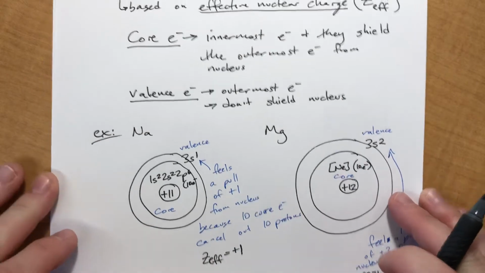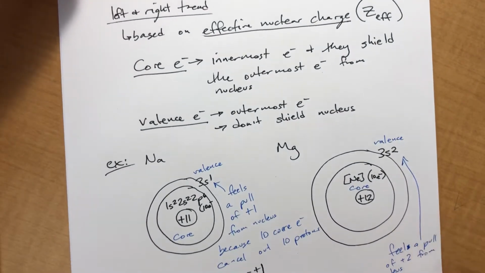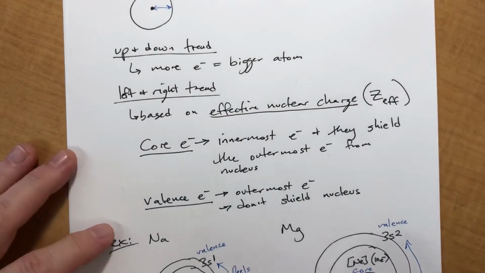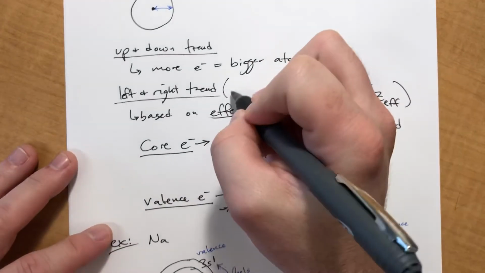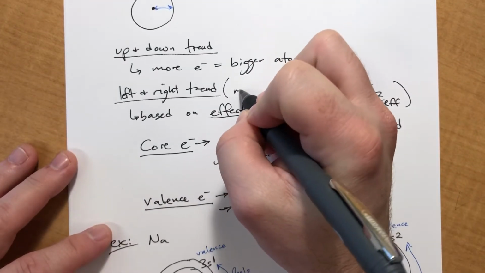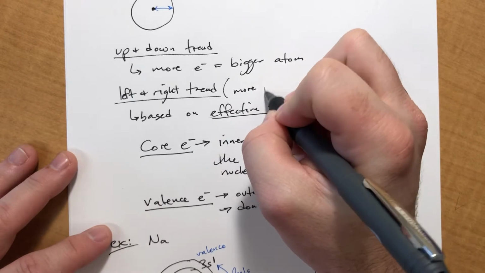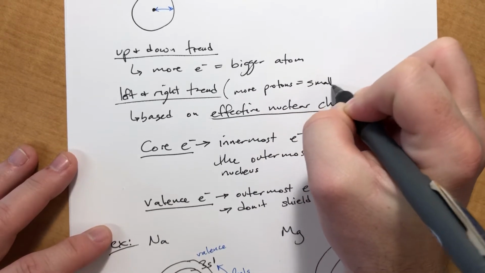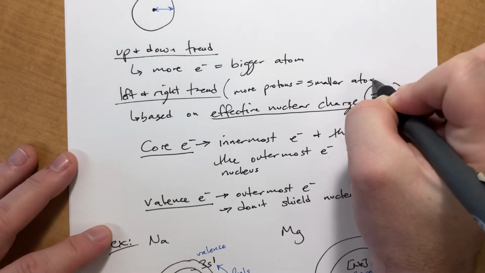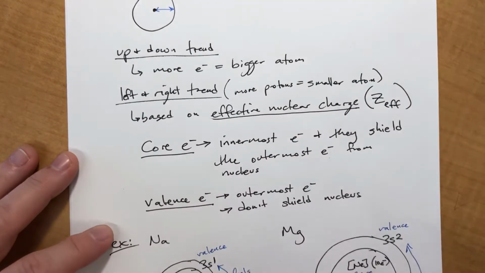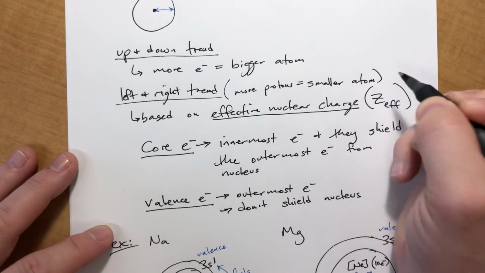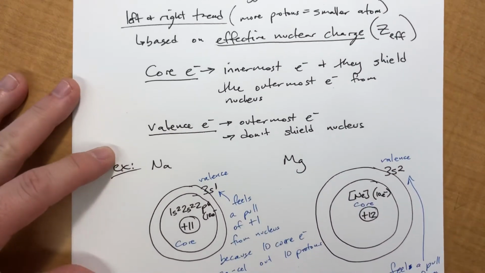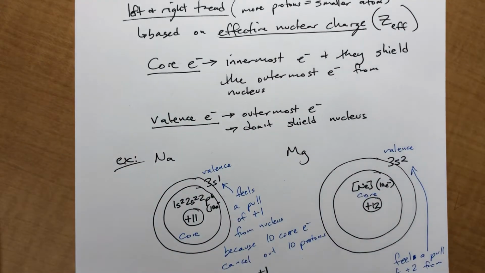Okay, so I really probably shouldn't start that on a new page. I'll just squeeze it up here. So for here, more protons equals smaller atom, at least within the left and right trend. Okay, and the effect is based on something called effective nuclear charge.